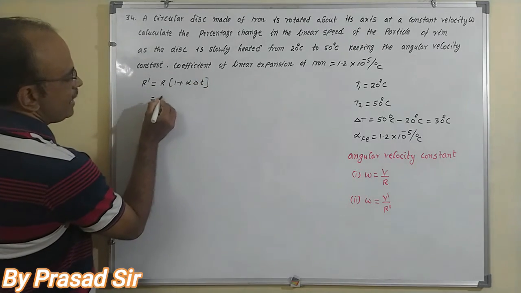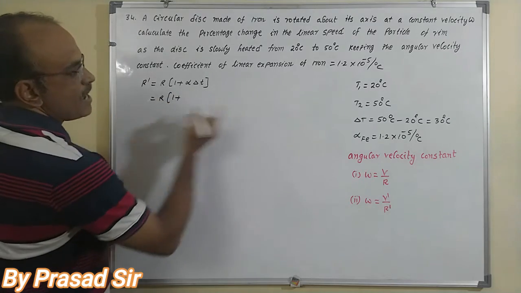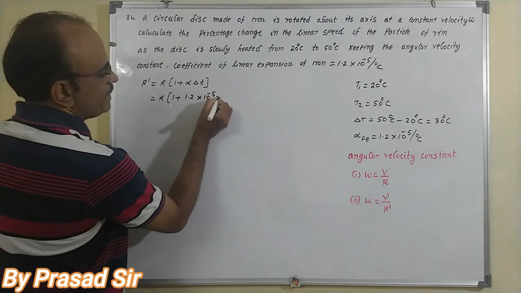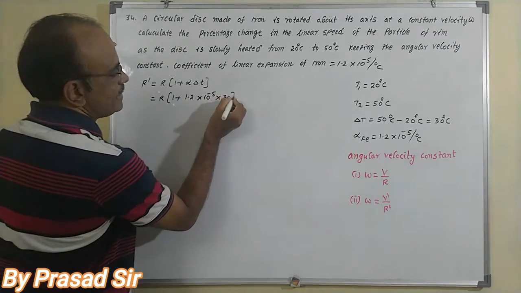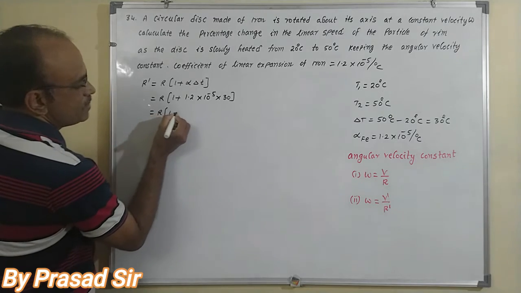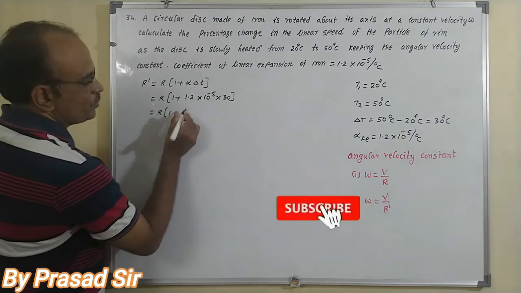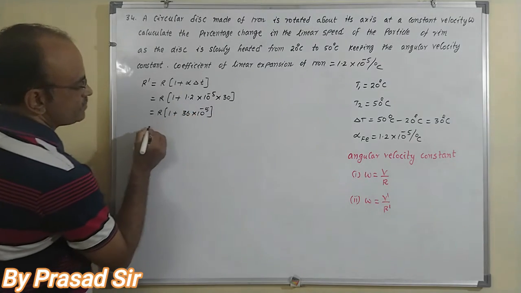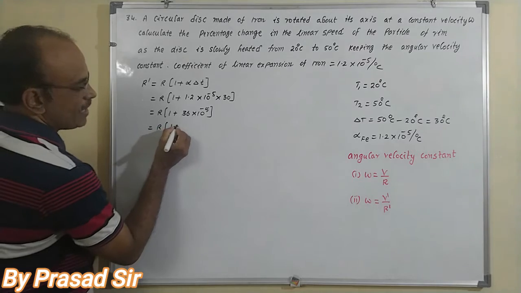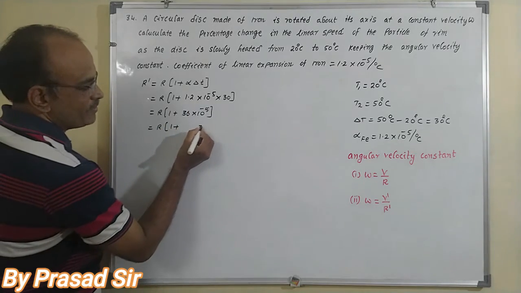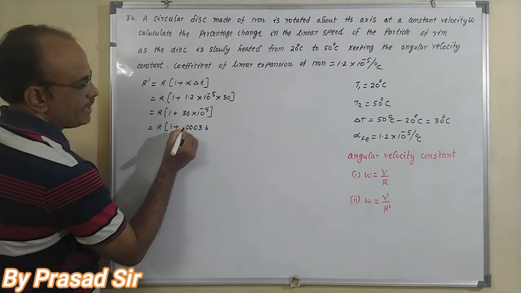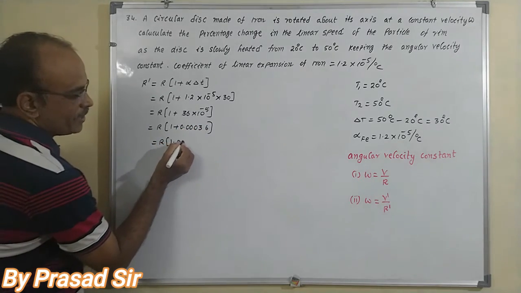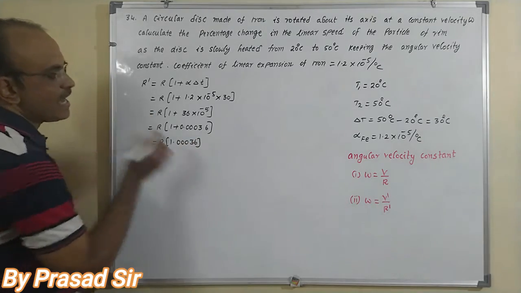So here, R times 1 plus alpha, which is 1.2 times 10 to the power of minus 5, into the rising temperature, that is 30 degrees centigrade. R times 1 plus 1.2 into 30 gives 36 into 10 to the power of minus 5. So R times 1 plus 36 into 10 to the power of minus 5, that is R times 1.00036. This is the R dash value.